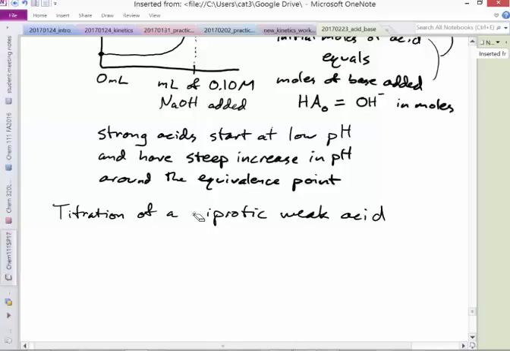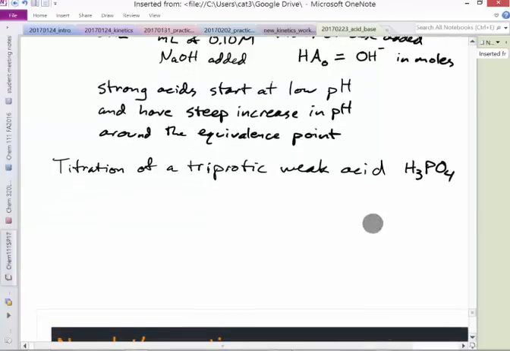Actually, let's do triprotic. H3PO4 is triprotic. How do I know it's weak? Because I found three pKa's, and if it has a pKa, it's got to be weak. Still an acid. So depending on the concentration, the pH will be acidic. It will be less than 7. But it may not be as acidic as the strong acid, because you know it's weak. So pH might start here.